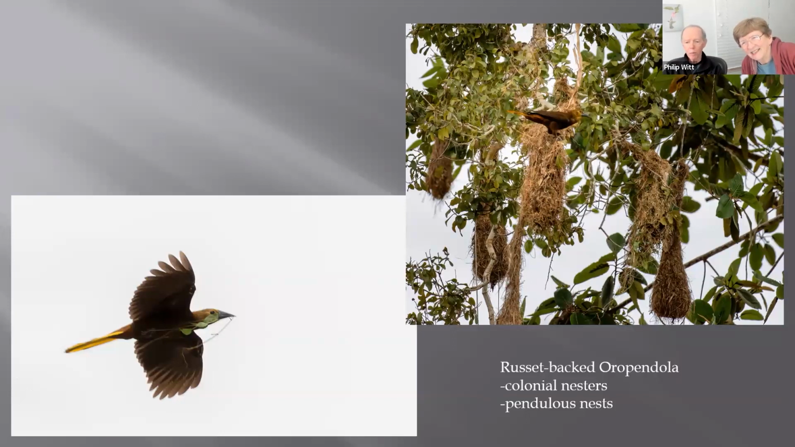Russet-backed oropendola literally means golden tail, oro meaning gold and pendula meaning tail. And as you can see, it's well named. They're large colonial nesters. They nest in these big colonies with these pendulous nests hanging down. It makes it difficult for predators to get at them. If a monkey wants to eat them, it has to climb all the way out to the end of these very skinny branches, and it's difficult for them to do, and then reach down into that nest.